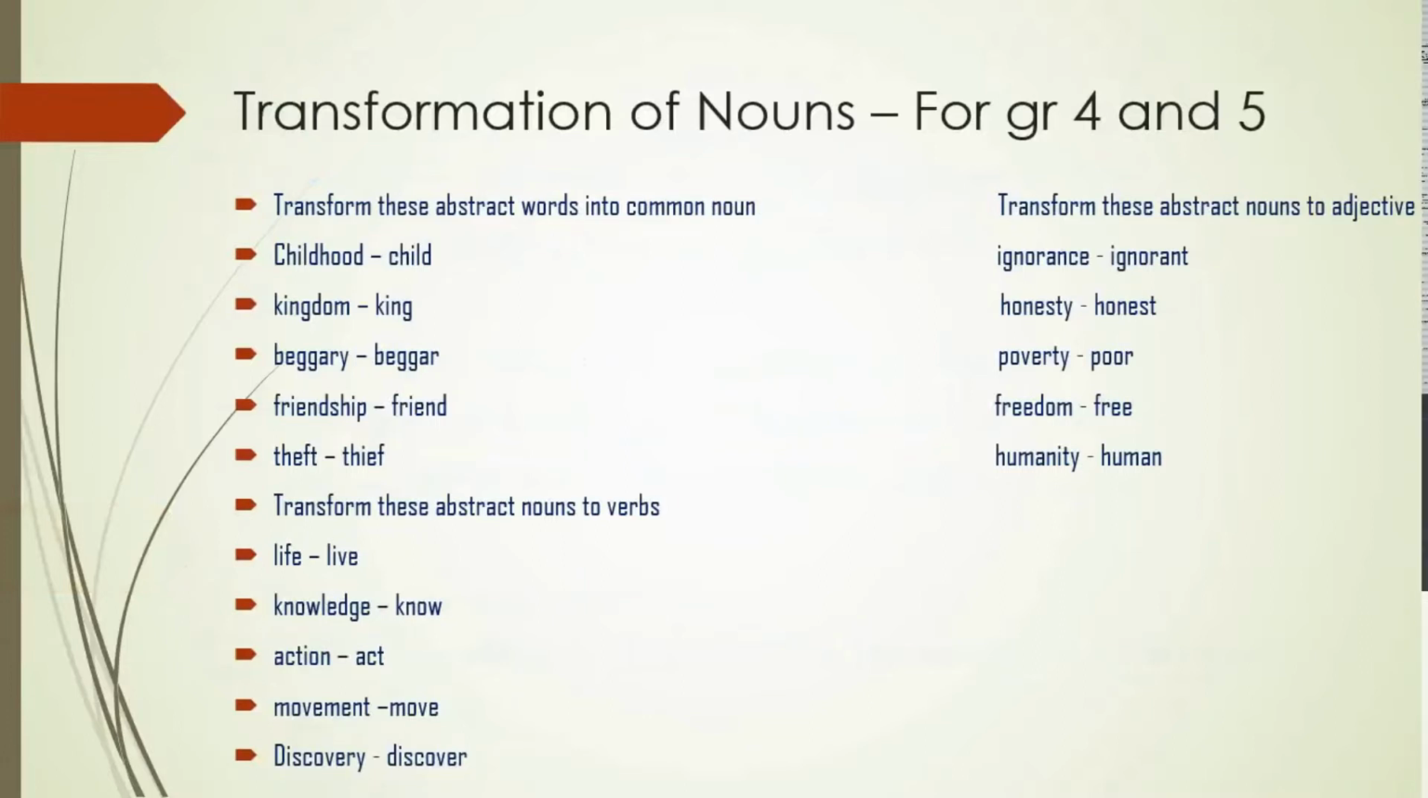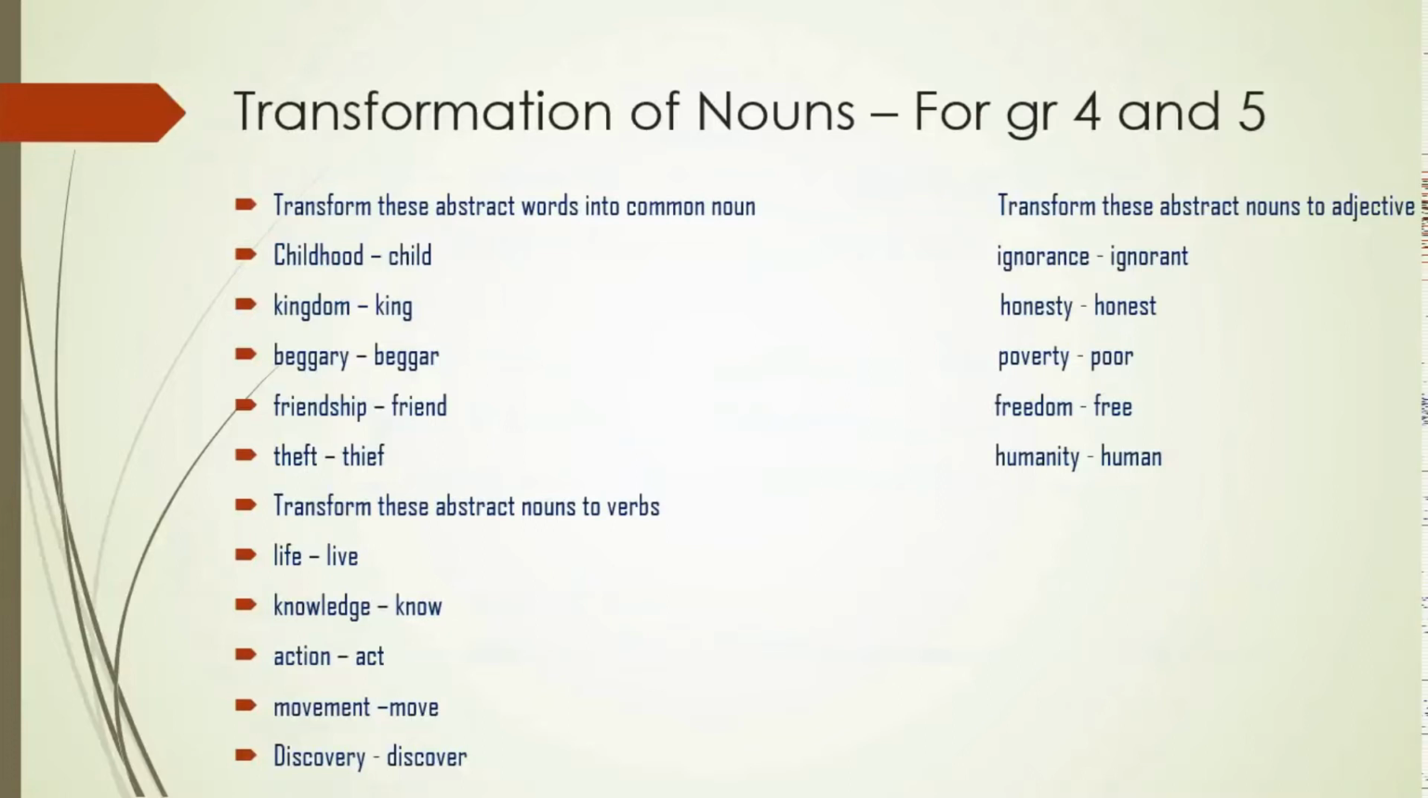Here, transformation of noun. It is not for grade 1 to 3. It is a bit challenging to understand. I request grade 4 onwards to take up this task. Transform these abstract nouns into common noun. Childhood is a state. So when you transform that into common noun, it becomes child. Kingdom, king. Beggary, beggar. When a beggar does the act of begging, it is called beggary.